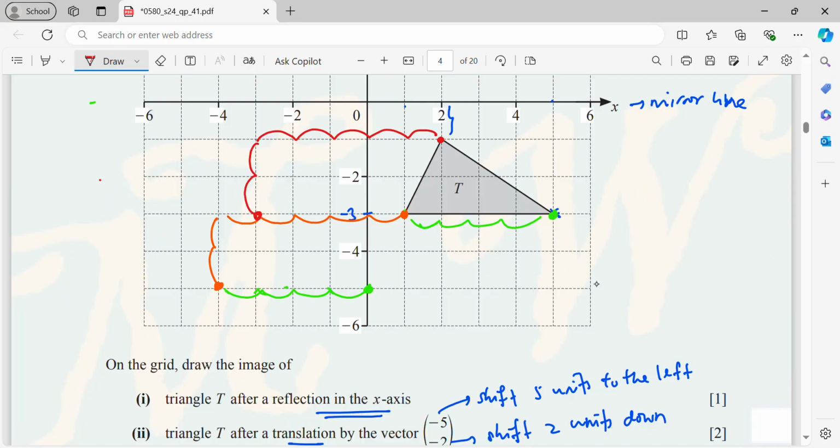Okay, so now just join all these points to get the answer. So remember to join them using a ruler. Here I just simply sketch. Okay, I just simply join the points. So for you, please use a ruler. Okay.